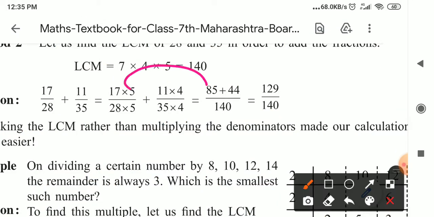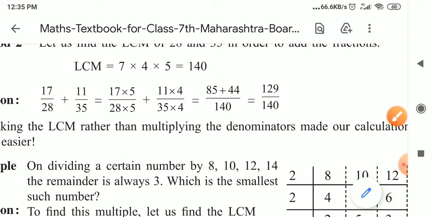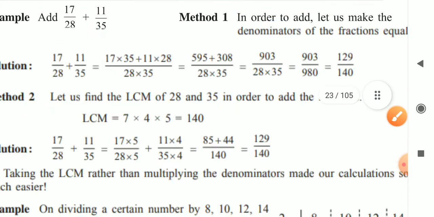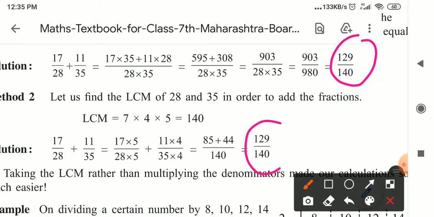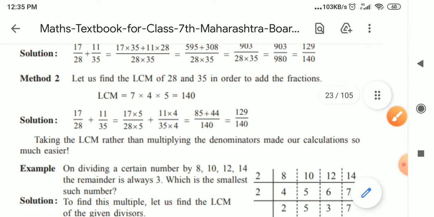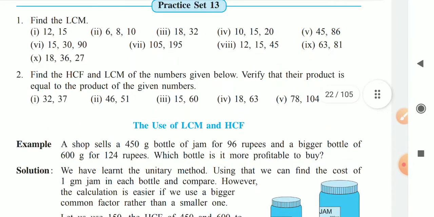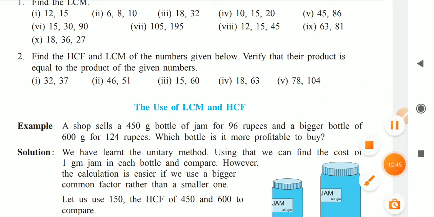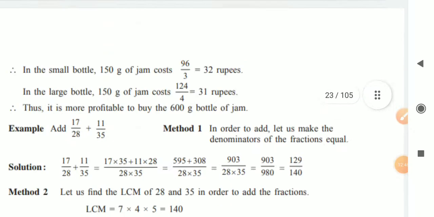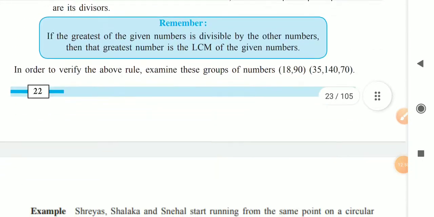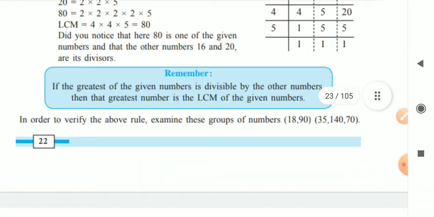17 5s are 85, 11 4s are 44, 35 4s are 140. If you do the addition of this, 129 upon 140, you got the same answer, but in fewer steps and without difficult calculation. So this is the use of LCM. And in the first example we saw the use of HCF, which is beneficial.